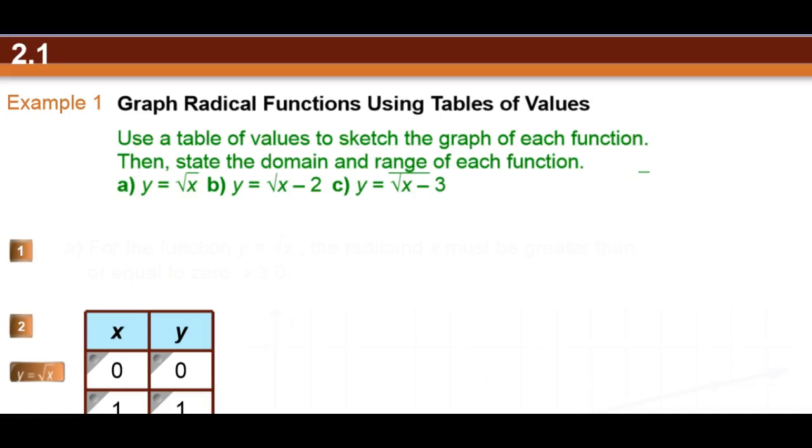Section 2.1, radical functions and transformations. So this is exactly what we learned in chapter 1. It's just using it with a different graph. So we're just doing radical equations now. So that just means equations with roots. So we don't have negatives in these situations because you don't have negatives under roots.